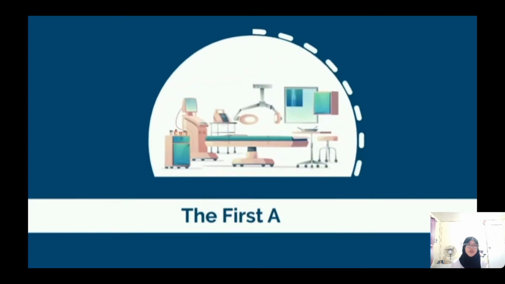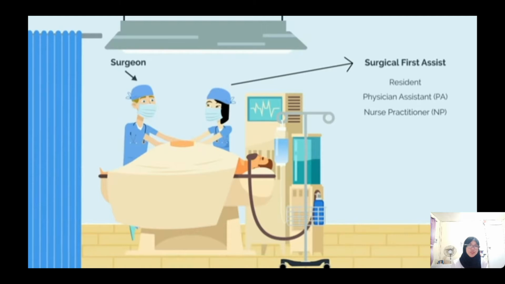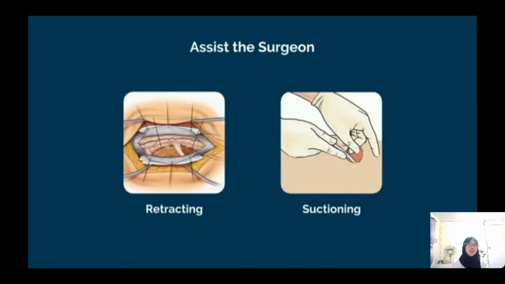The surgical first assistant is the person helping the surgeon perform the case, also scrubbed into the sterile surgical field. The surgical first assistant can be a resident, physician assistant, nurse practitioner, certified surgical assistant, or medical student. It's their responsibility to assist the surgeon in performing the procedure, which includes a lot of retracting and suctioning, and performing other supportive measures for the surgeon.